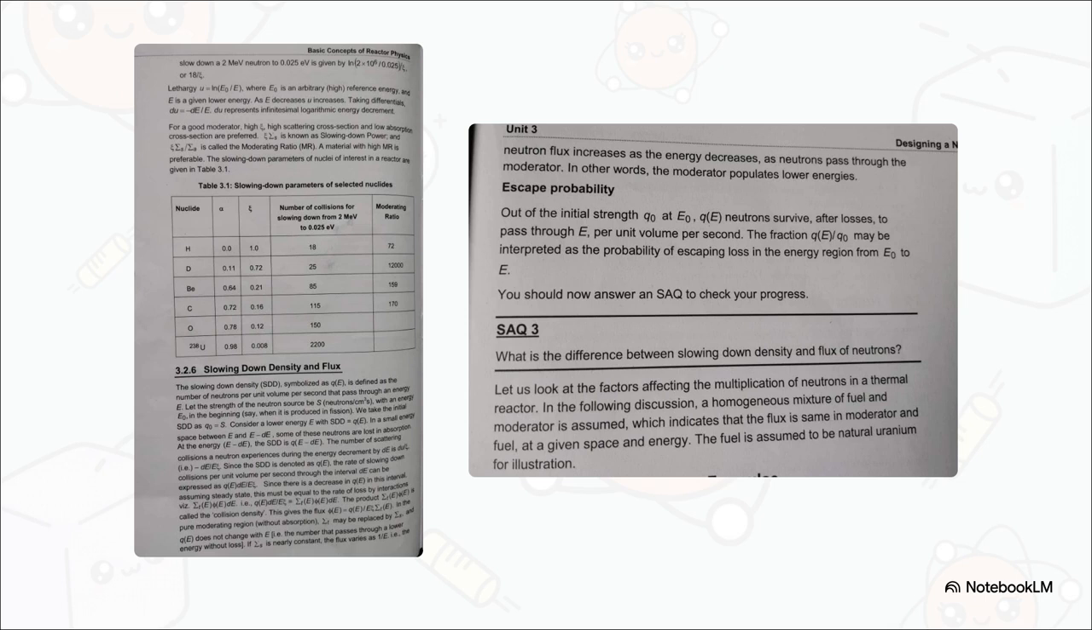By definition, Q(E) is the number of neutrons per unit volume per second that pass through a specific energy level, E. On the flip side, the flux, phi(E), is tied to the collision density. It relates to the total path neutrons take as they occupy those lower energies in the moderator.